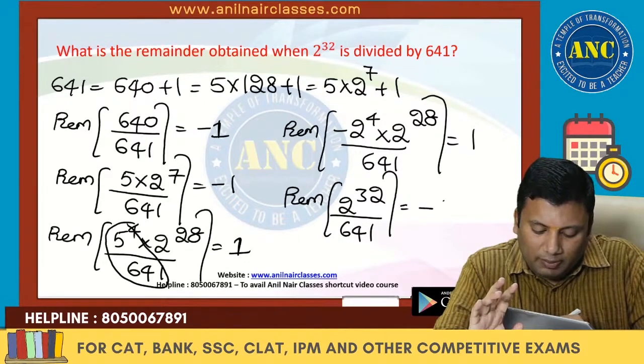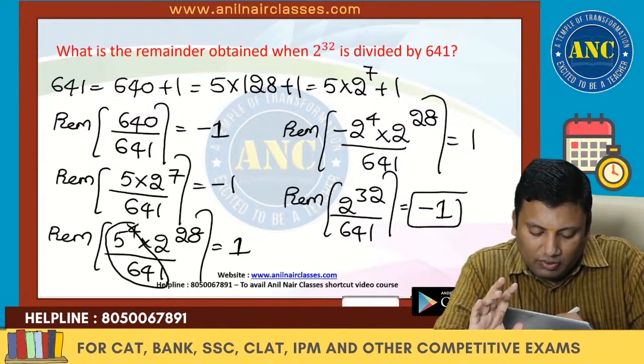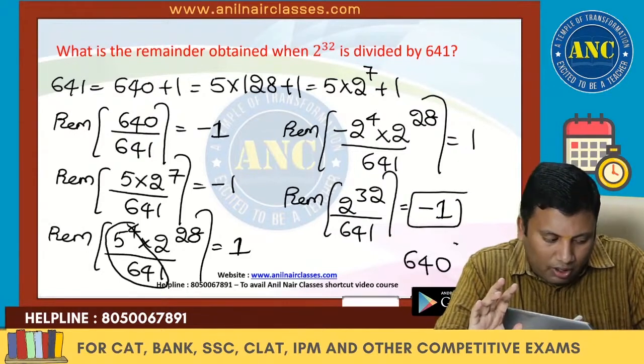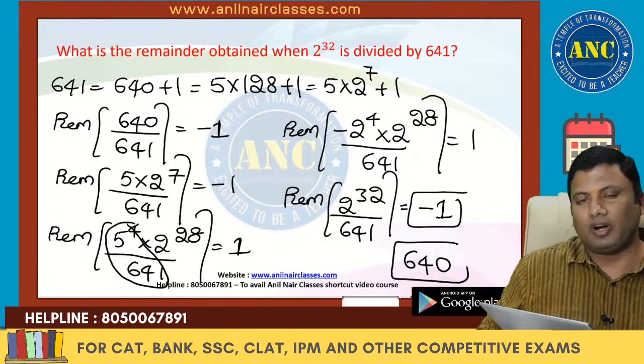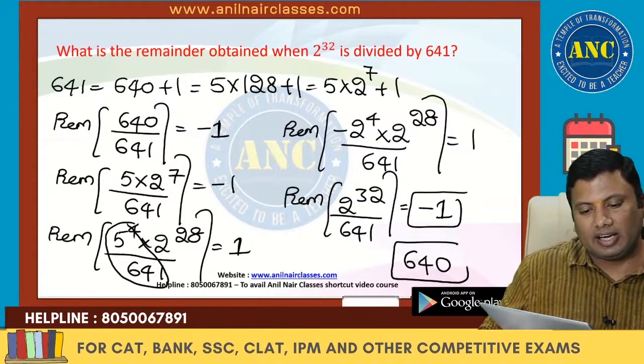Minus multiplication, it is minus 1. Minus 1 means the positive remainder will be 640. Positive remainder will be 640. I hope the idea is clear.